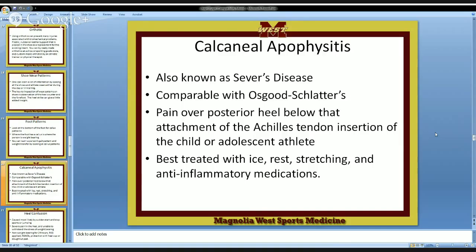So it's comparable to Osgood-Schlatters. You usually see it in younger boys, junior high age through freshmen, maybe sophomore. They're growing, and so they're lifting weights, they're growing, and the Achilles is pulling on the calcaneus, and so the heel really starts to hurt. So it's pain over the posterior heel, below the attachment of the Achilles tendon insertion, and you usually see it in a child or adolescent athlete. So rest, ice, stretching, anti-inflammatories are how you're going to treat that.